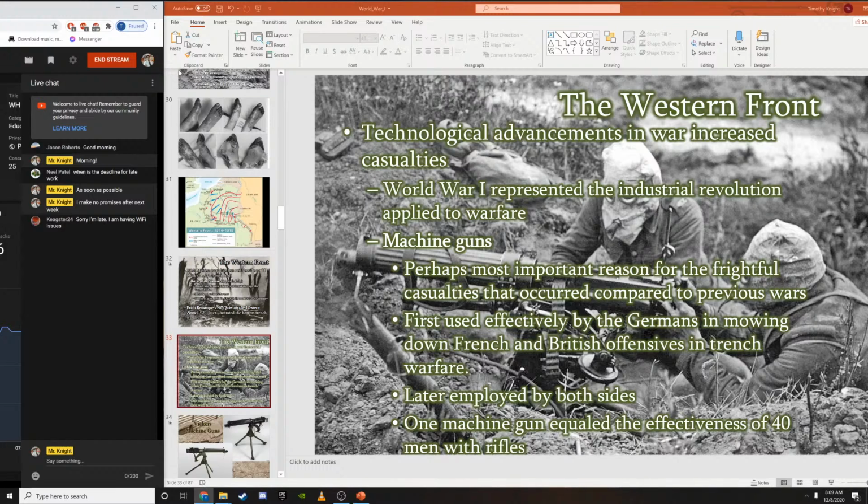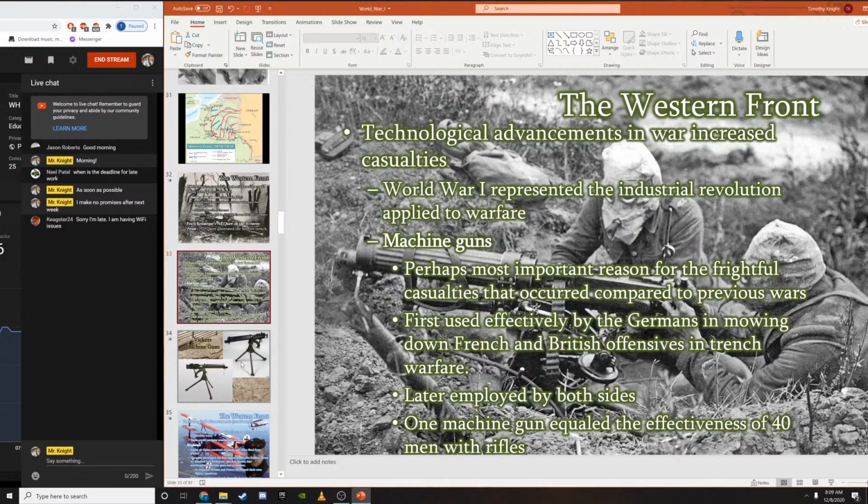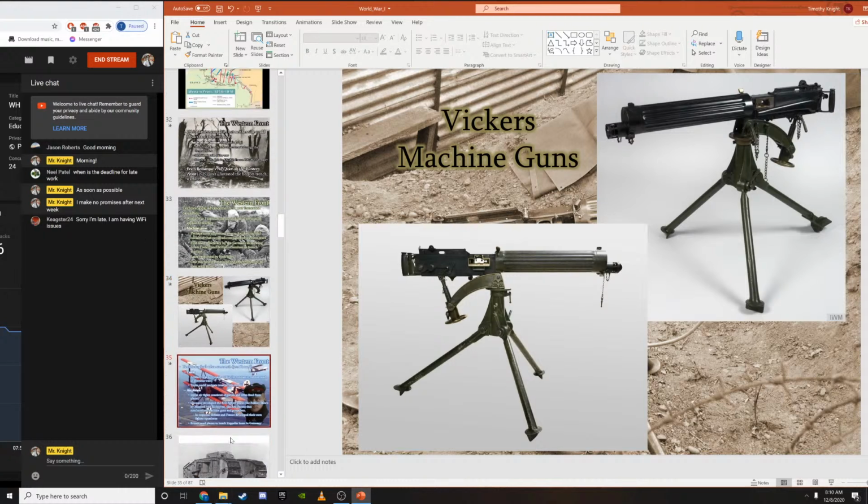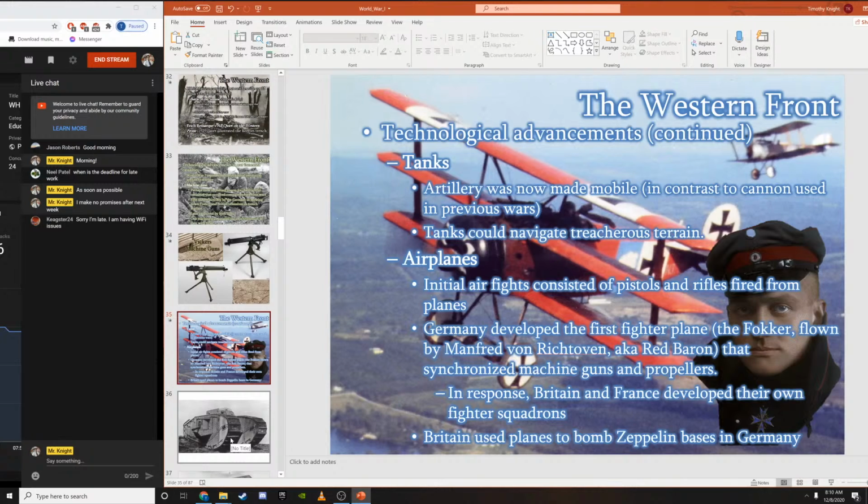One machine gun equaled the effectiveness of 40 men with rifles. So a machine gun was extremely deadly. This is the Vickers machine gun. That's what it looks like. As you can see, it sits on a little tripod, and it can produce a tremendous amount of rounds in conflict. And so, all right, technological advances continuing here.